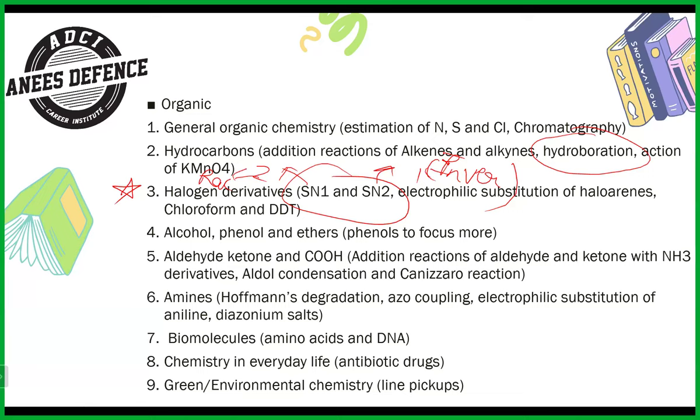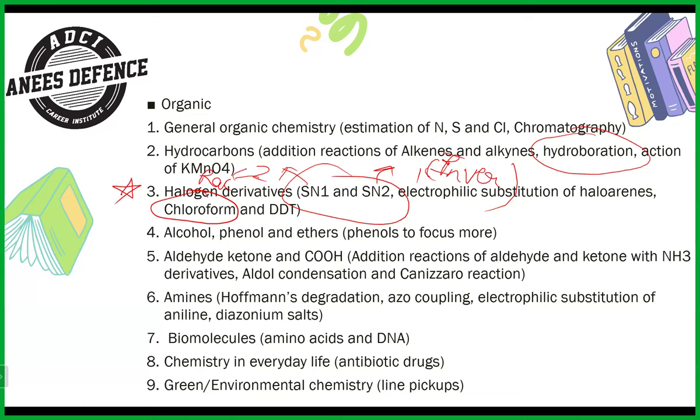Then electrophilic substitution of haloarenes, that is the ortho-para directing groups. Like in haloarenes, the halogen group is a deactivating group, but it is an ortho-para directing group. That means the incoming electrophile can come only on the ortho or the para positions. Then chloroform. Why is chloroform important? Because chloroform has multiple applications. Chloroform is used in the carbylamine reaction in amines. Chloroform is used in the haloform reaction, which recognizes the acetyl group and differentiates the methyl acetyl group from the other groups.